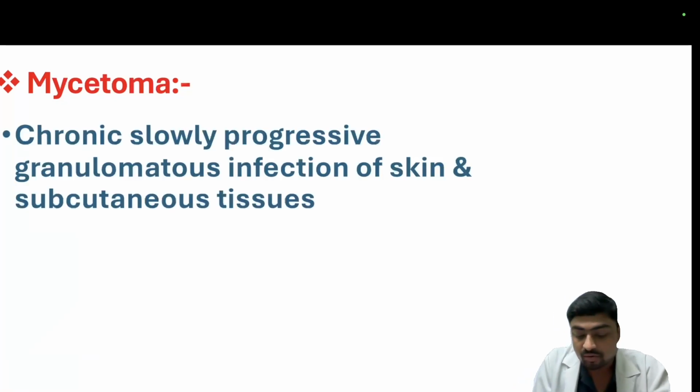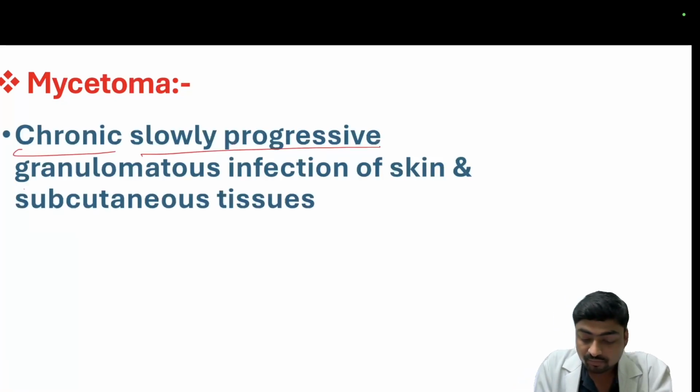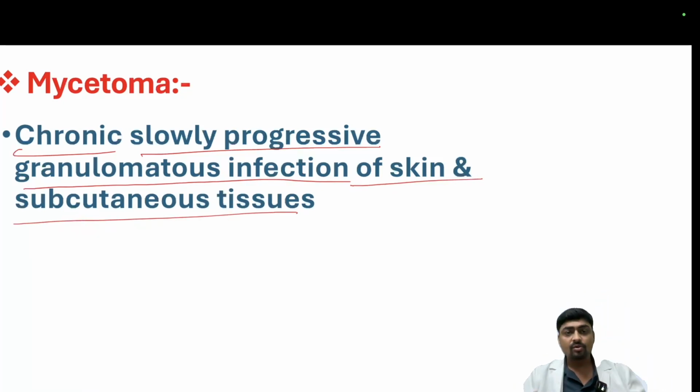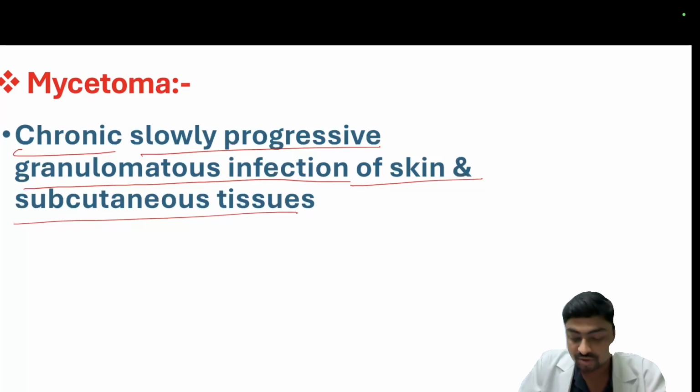So let's start with mycetoma. So what is mycetoma? It is a chronic, slowly progressive granulomatous infection of skin and subcutaneous tissue. It is a very chronic infection, it progresses very slowly, and it is a type of granulomatous infection of skin and subcutaneous tissue. It will affect the skin as well as the subcutaneous tissue below it. So mycetoma is a chronic, slowly progressive granulomatous infection of skin and subcutaneous tissue.